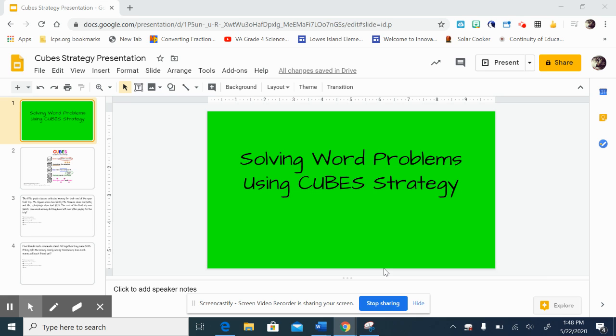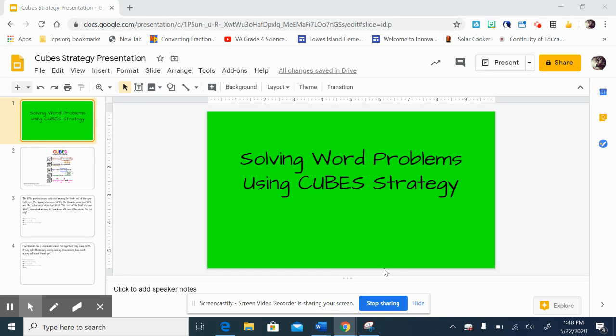Today I'm going to be going over how to solve word problems using the CUBES strategy. The CUBES strategy is something that I really like for fifth graders for a number of different reasons. First, it's a mnemonic device that fifth graders can use to remember the different steps of breaking down a word problem in order to analyze each part and solve it correctly.